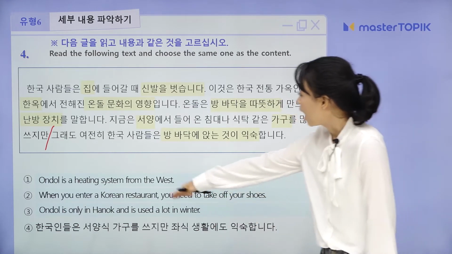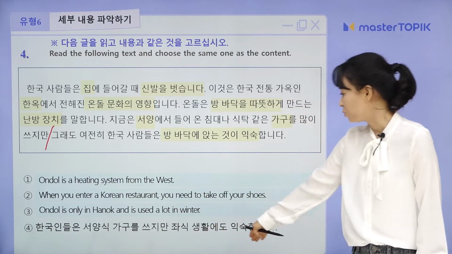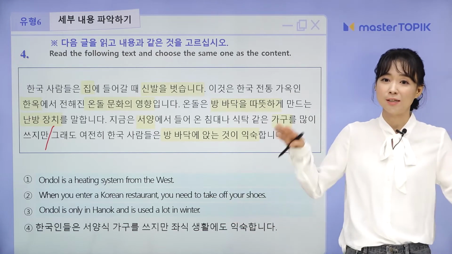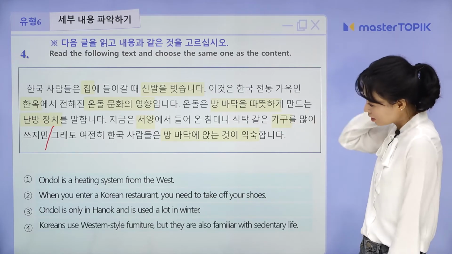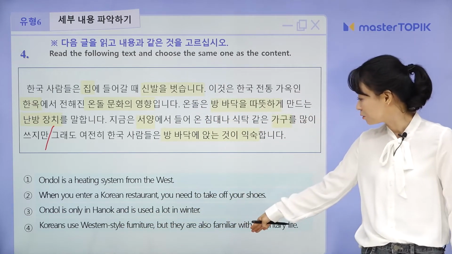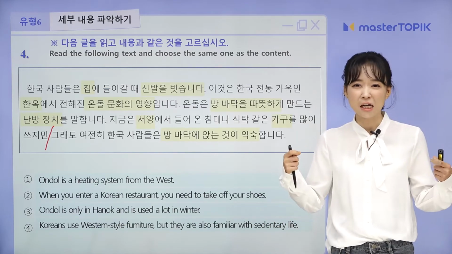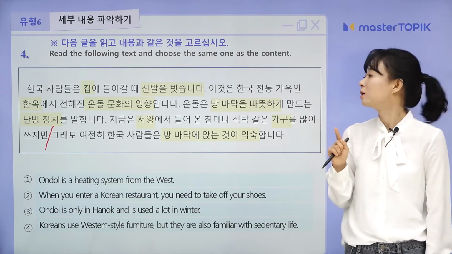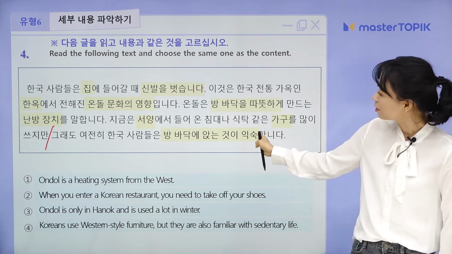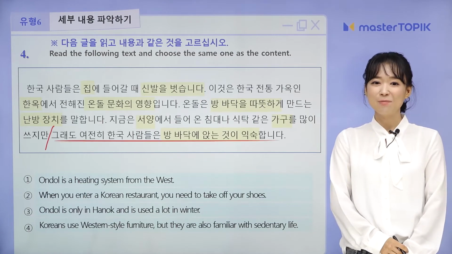So number 4, 한국인들은 서양식 가구를 쓰지만 좌식 생활에도 익숙합니다. What is 좌식 생활? 생활, life, 좌식, like sitting, so sedentary life. So Koreans use Western style furniture, but they are also familiar with sedentary life. Sedentary life, so like the lifestyle of sitting on the floor. And yes, they use the furniture from the West a lot, but still they are familiar with sitting on the room floor. So the answer is number 4.